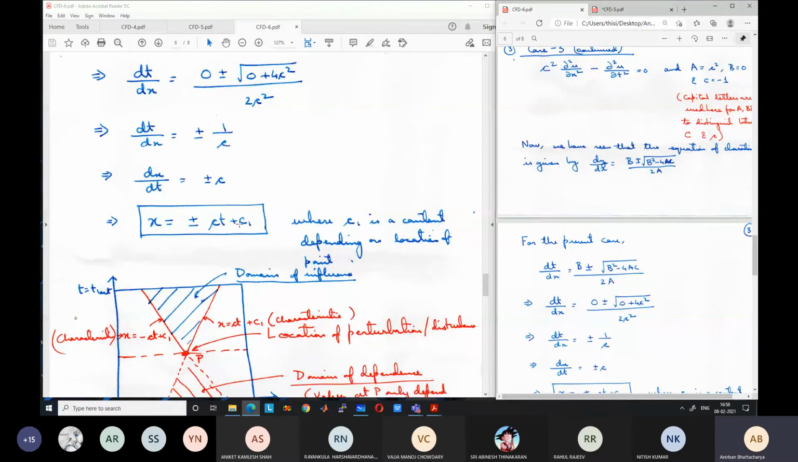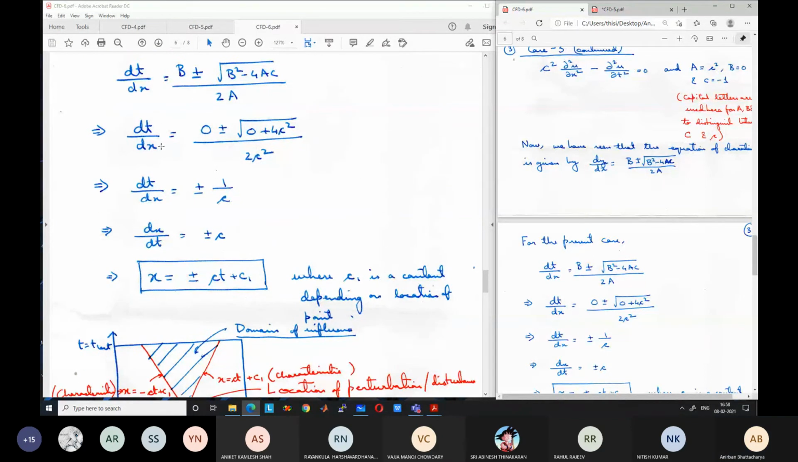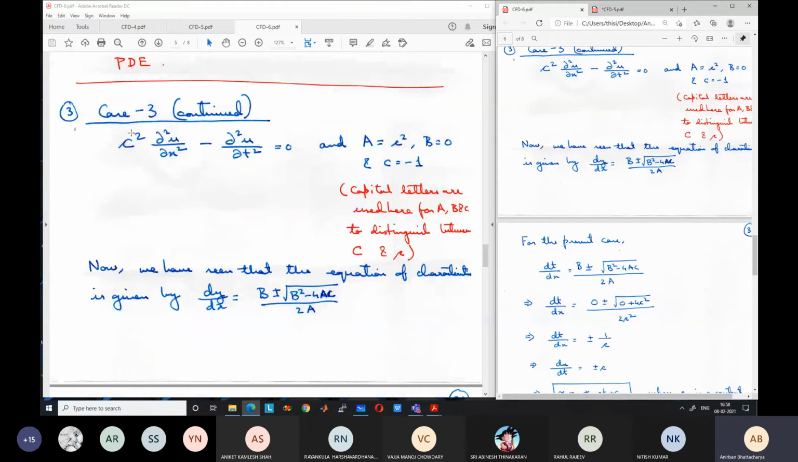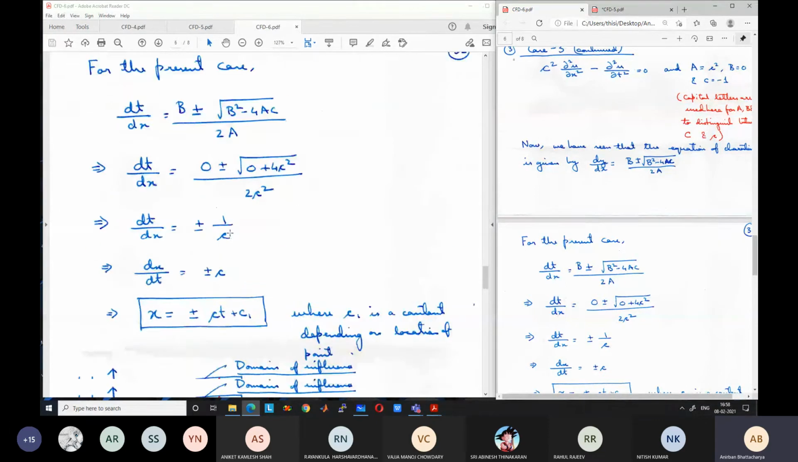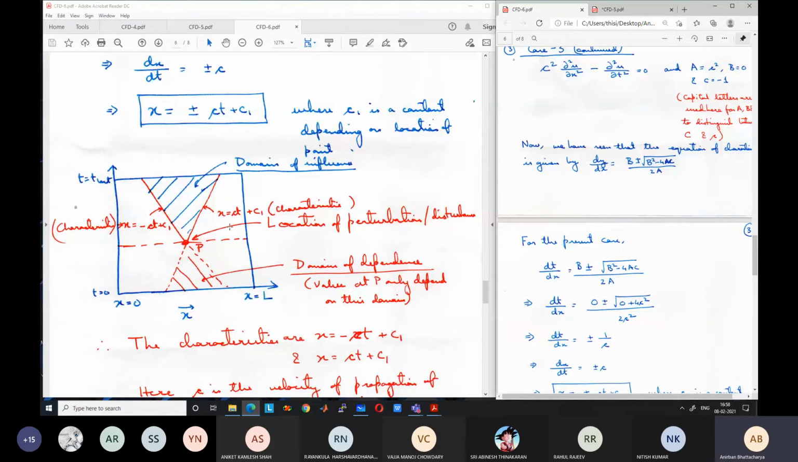Now let us consider again our domain, similar to the parabolic case. So we have the domain, x is varying from 0 to L and t is varying from 0 to t last, same as the parabolic equation. What does the horizontal line mean at any point?